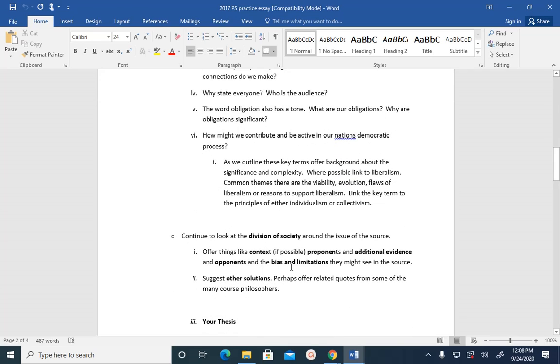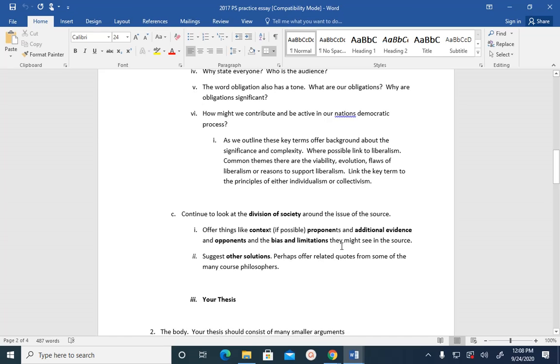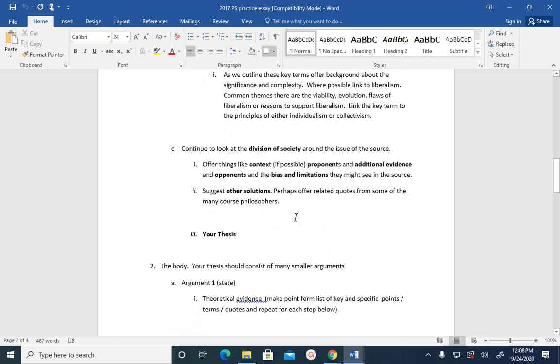Some people will look at the solution and say, no, you know what, that solution won't work. You're limited. You're making some assumptions that don't work. And these people will be opponents to the source. And they would have evidence to support that the source is wrong, and then ultimately you put in your thesis.